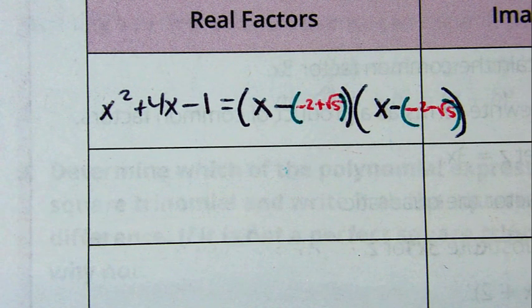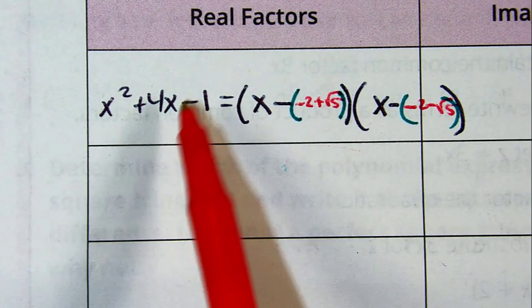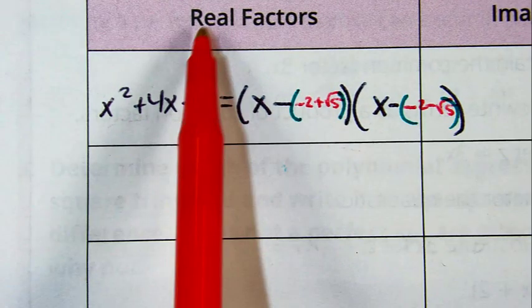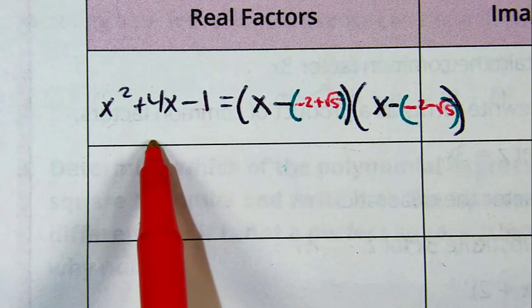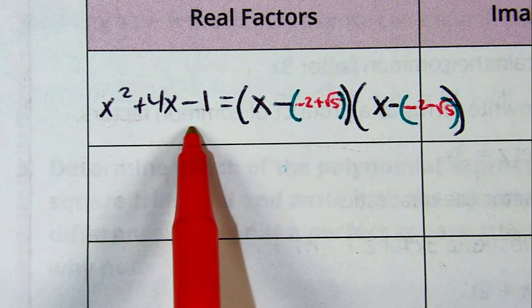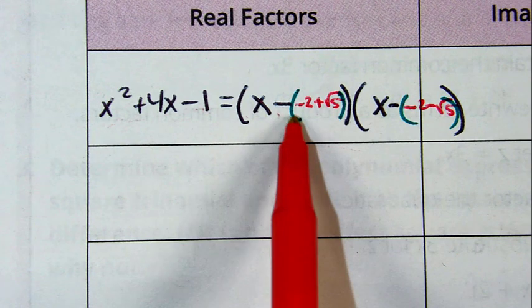And then you can always clean that up by distributing the negative sign. But the big idea is that we use the quadratic formula. We know it's under the real factors because our answer had no i in it. There was no negative in the square root. And then at the very end, you just write x minus, and then put your substitution in parentheses there.